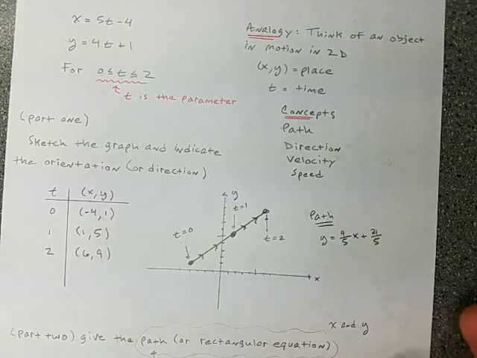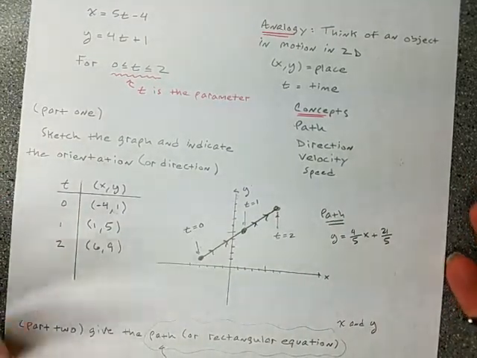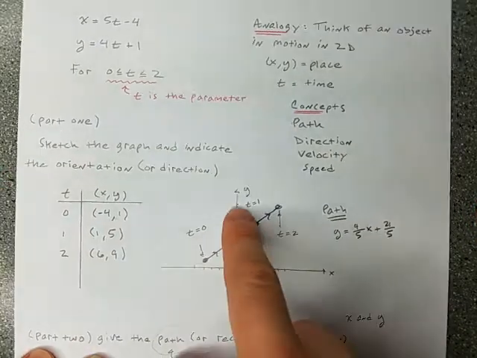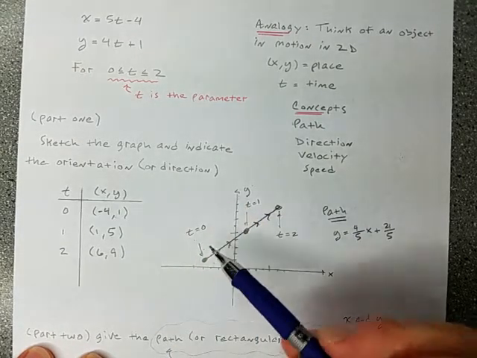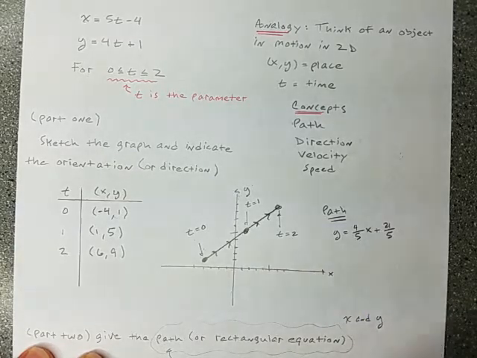All right, so that's like basic concepts with where we begin, okay? You got t, the parameter. You got x and y, your normal x and y coordinates, okay? You've got the graph. You've got the direction or orientation, and you have the path, all right?